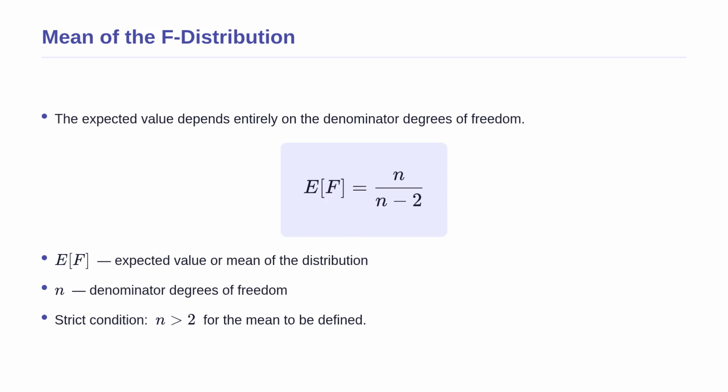There is a strict condition. n must be strictly greater than 2. If n is 1 or 2, the math does not settle on a finite number, making the mean undefined. As n gets very large, the fraction approaches 1, meaning with massive amounts of data, the average F value settles around 1.